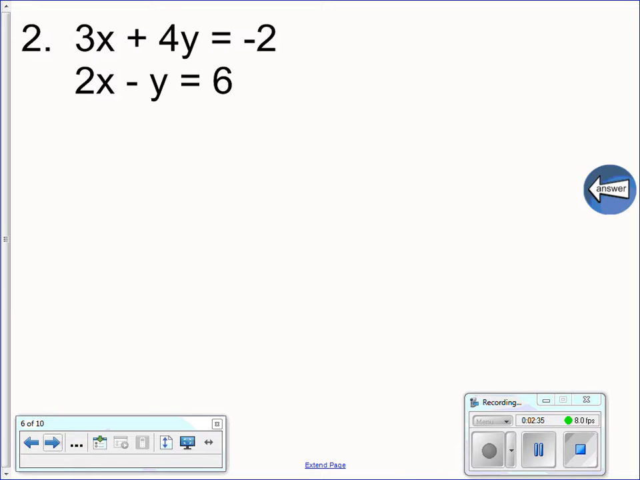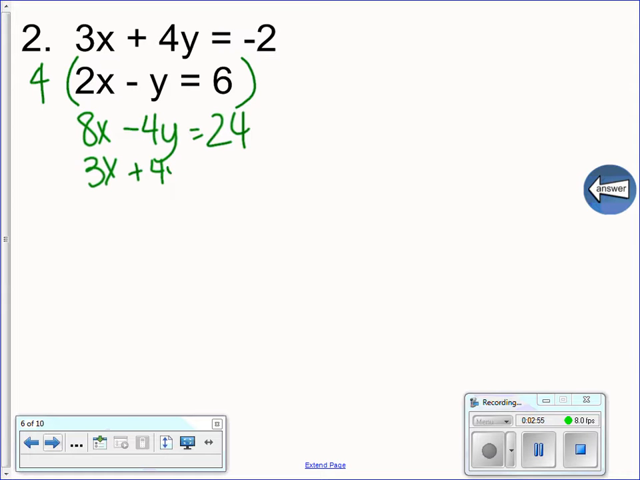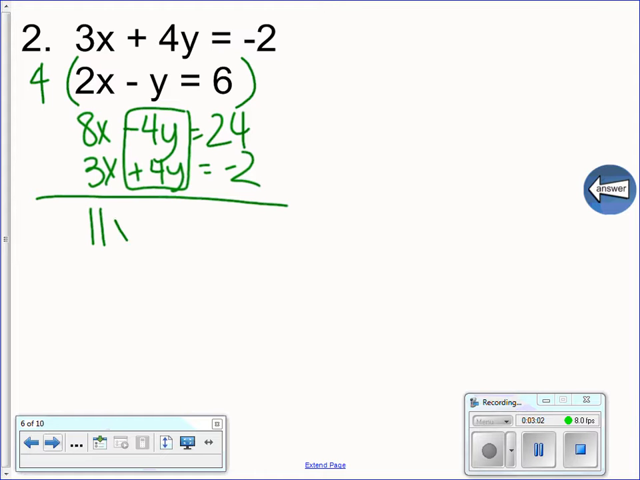In this one, again, none of the coefficients are the same. So I'm going to multiply this whole thing by 4. And that would get me 8x minus 4y equals 24. And then my other equation is 3x plus 4y equals negative 2. Here I have the same coefficient with opposite signs. So 11x equals 22, so x is equal to 2.